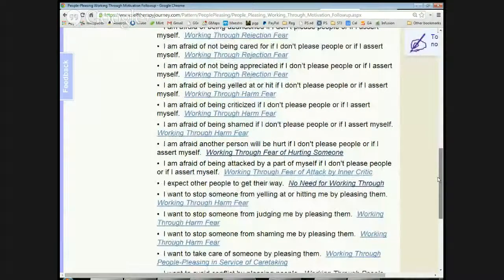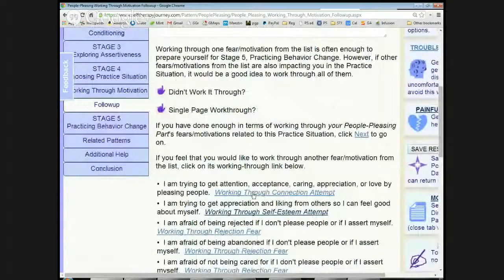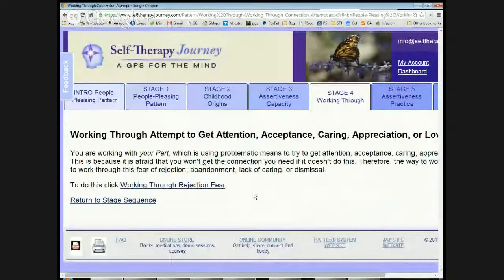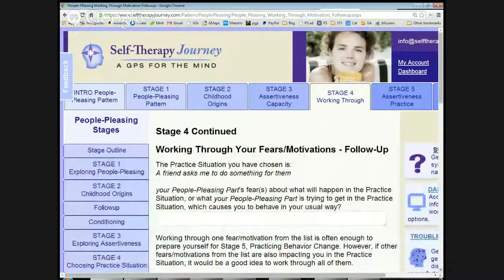But there's also some other possibilities in stage 4 I wanted to show you. Like here, this is where you're pleasing people in order to try to get attention, acceptance, caring, appreciation, or love. But this is really equivalent to trying to deal with rejection fear. So this just takes you to that same place. So let me go back.